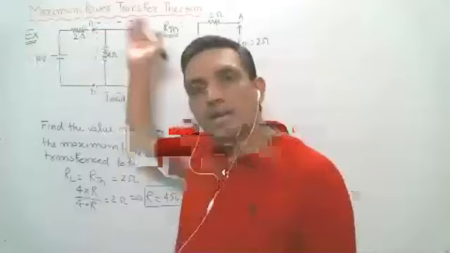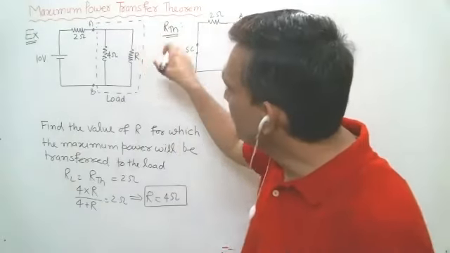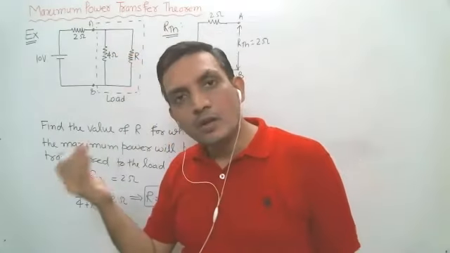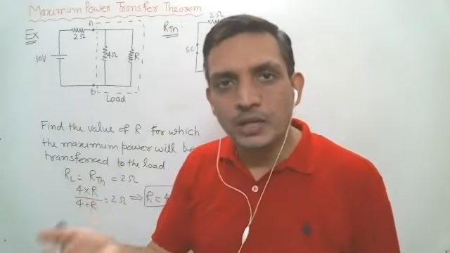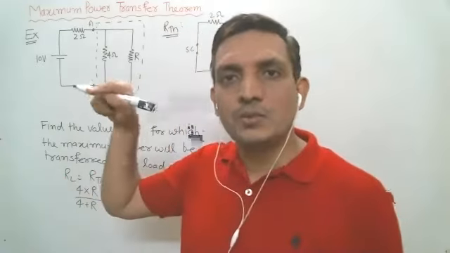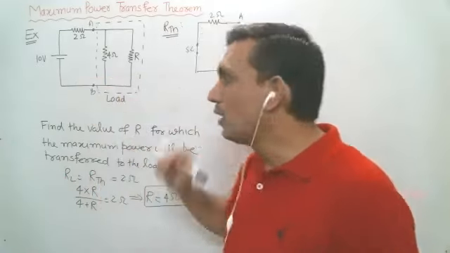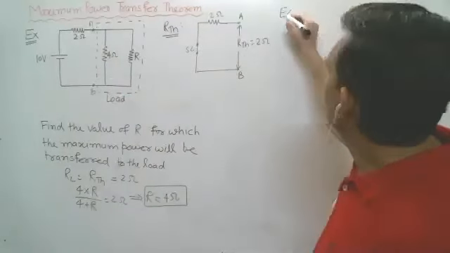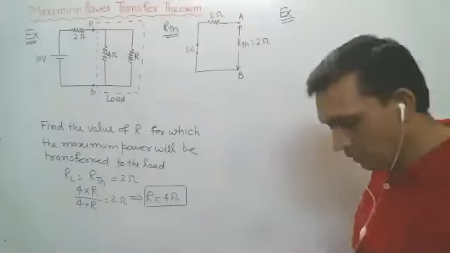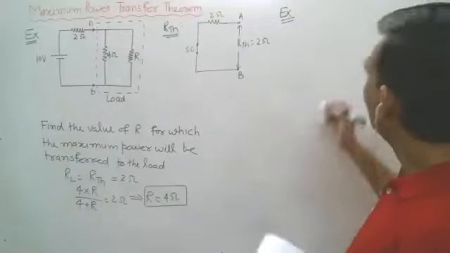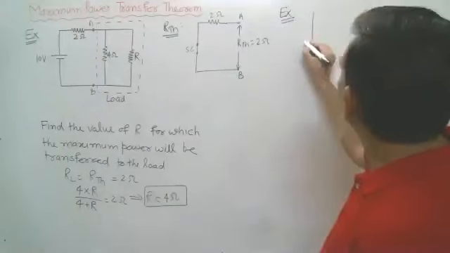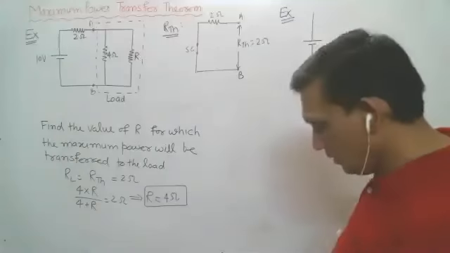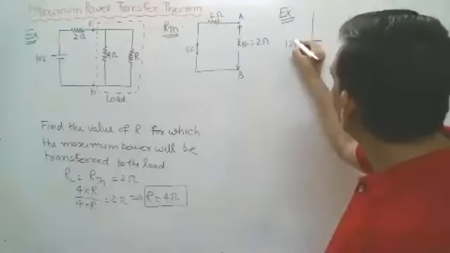So if you know VTH and RTH, you can easily find the value of RL, and you can also find what will be the maximum power delivered to the load. That is VTH square by 4 RTH. Next example. So again, we were discussing the application of Thevenin's theorem.